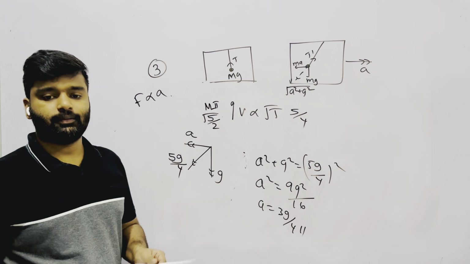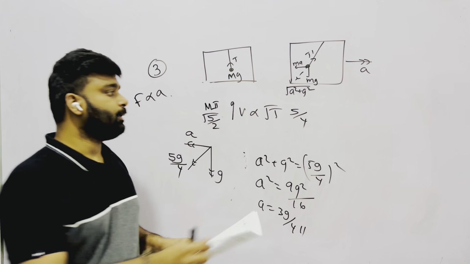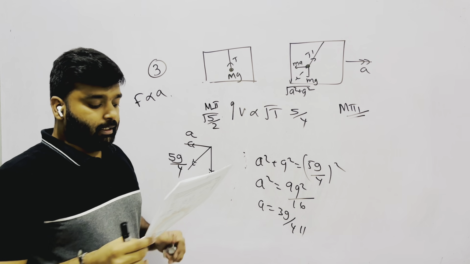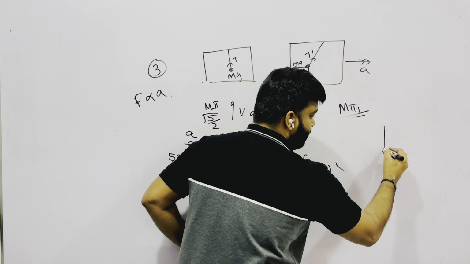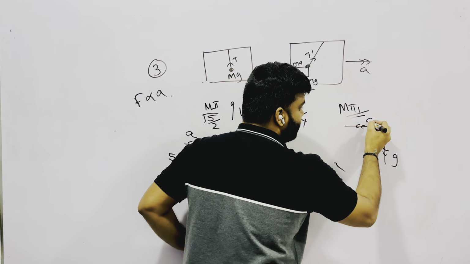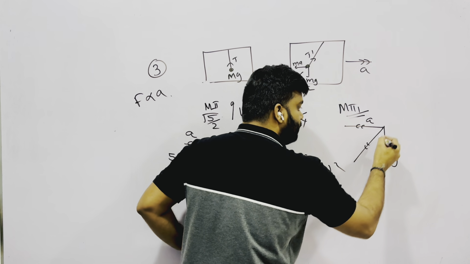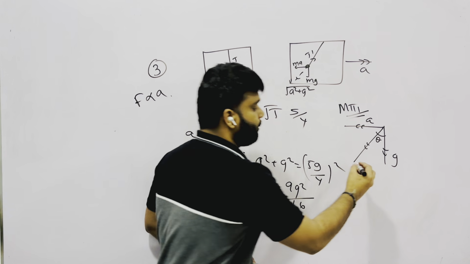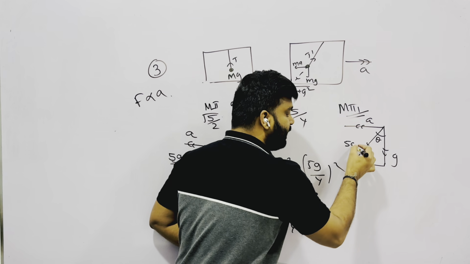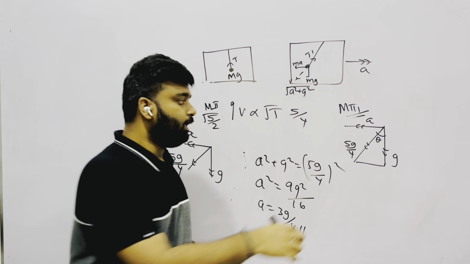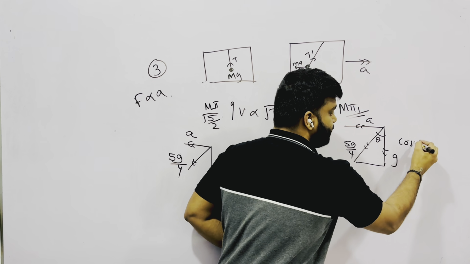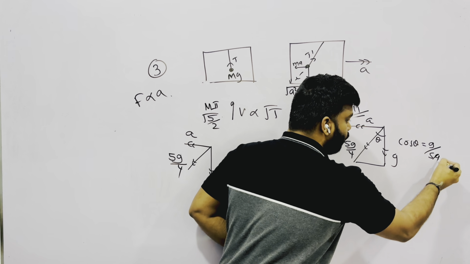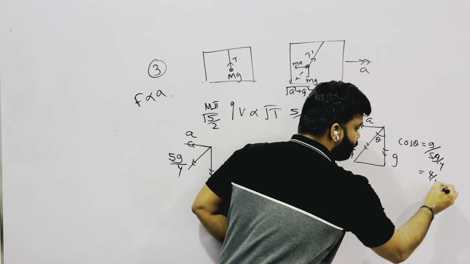This is one of the shortcuts. Another method. This is g. This is acceleration A. You can mark the angle of inclination with the vertical as theta. You know the resultant acceleration is equal to 5g by 4. Therefore, you can write cos theta is equal to g over 5g by 4, that means 4 over 5.